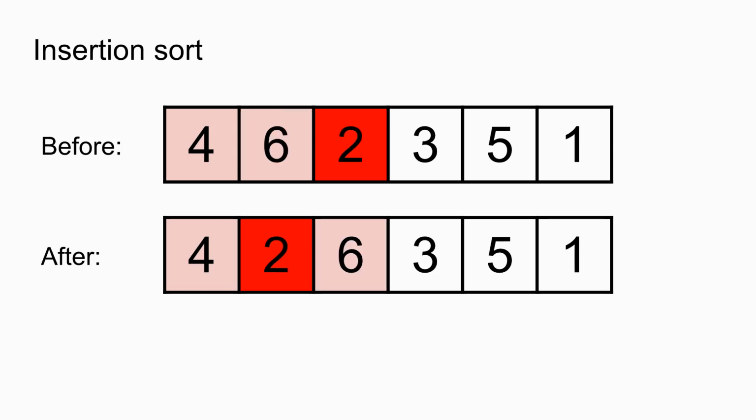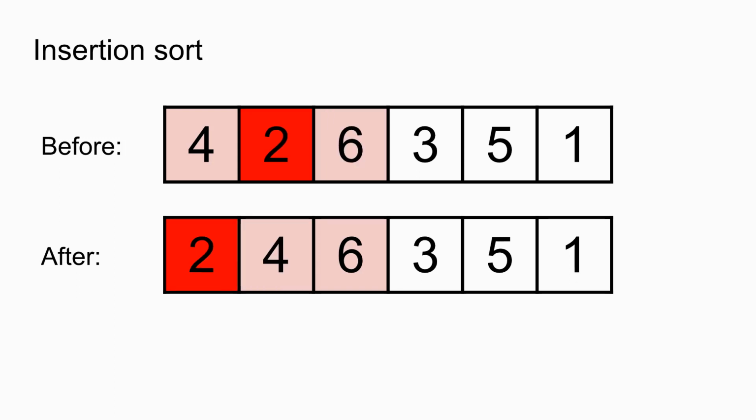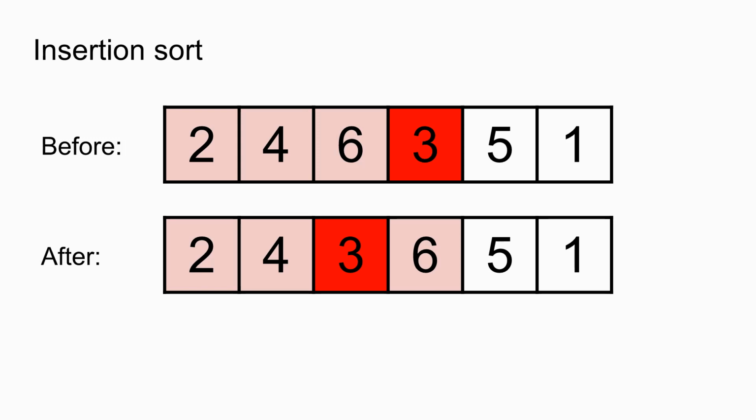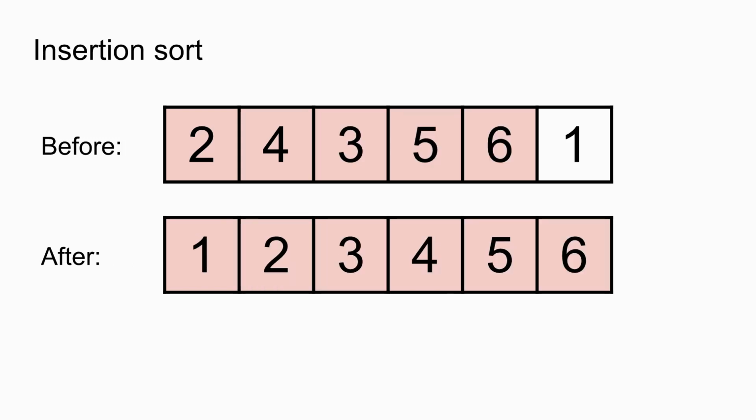Now the 2, we move on to, and the 2 is less than 6, so we move it in front, and the 2 is less than 4, so we move it to the front, and now the 2 is the lowest element in the sorted part. And we do the same thing for the 3, we just shift it down, and the 5, and the 1 gets moved all the way to the front.